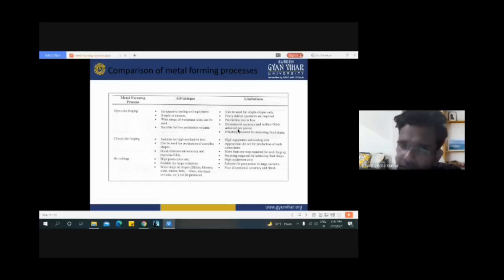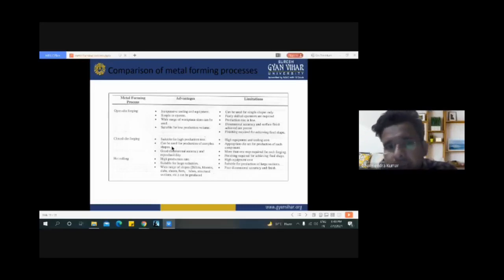These are the limitations of open die forging: it can be used for simple shapes only, fairly skilled operators are required, production rate is low, and dimensional accuracy and surface finish achieved are poor. Finishing is required for achieving the final shape, meaning we have to trim the object after open die forging.